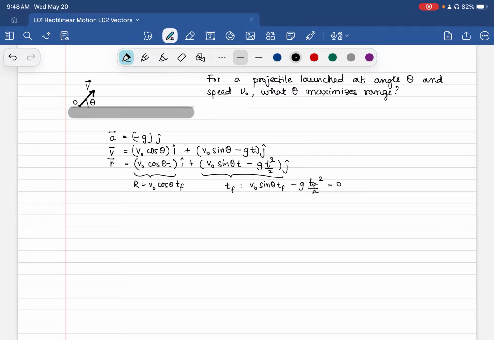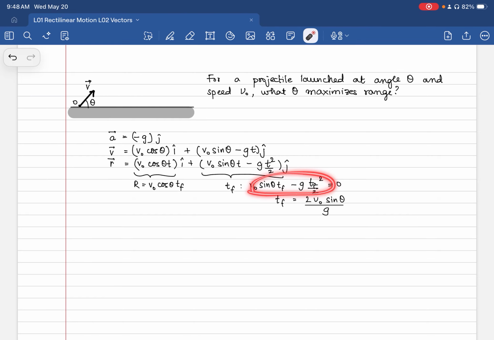Let's first look at defining tf. We'll very quickly find that tf is simply 2 v naught sine theta over g. That's just by moving this to the other side, so you get this is equal to g tf square over 2, and so long as tf is not equal to 0, these vanish, and then you have tf is equal to 2 v naught sine theta over g.